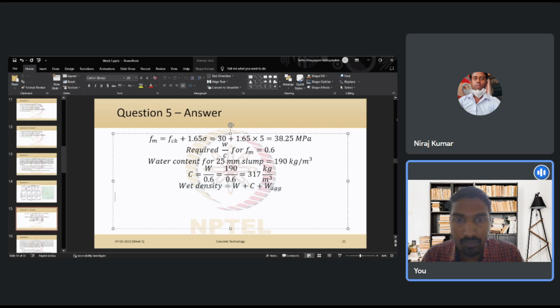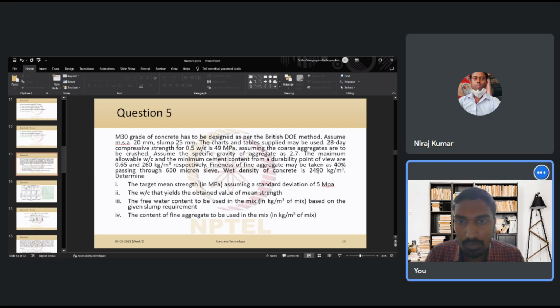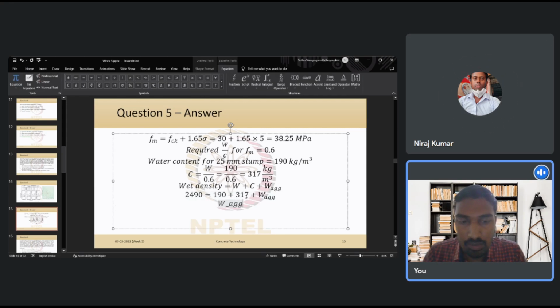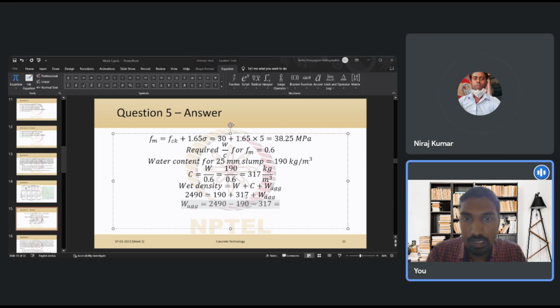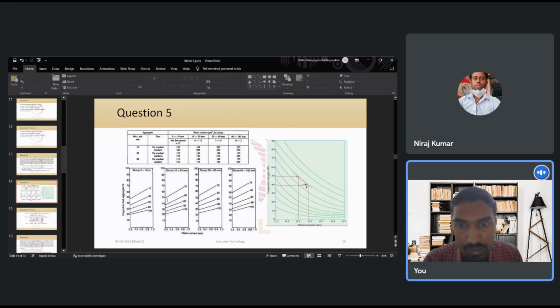Okay, so the wet density is given as 2490 kilogram per meter cube, right? So 2490 equals 190 plus 317 plus WAGG. From this we will be able to find out the total aggregate content, which is 2490 minus 190 minus 317. So that is 1983 kilograms per meter cube. Okay, we have found the total aggregate content, not the fine aggregate content yet, right?